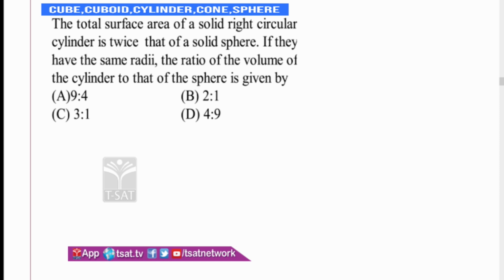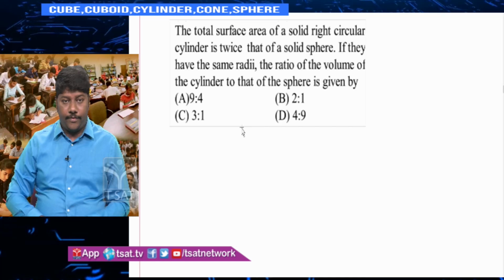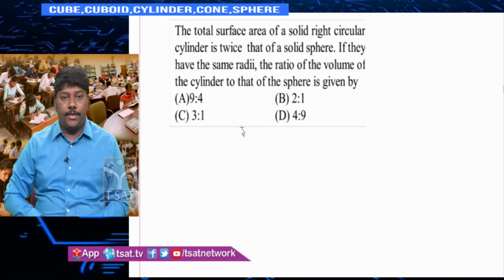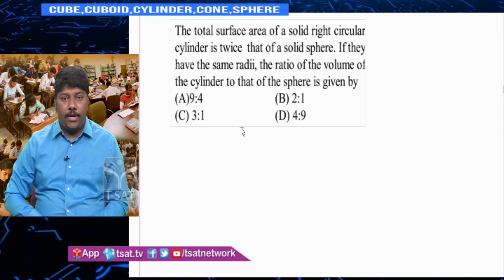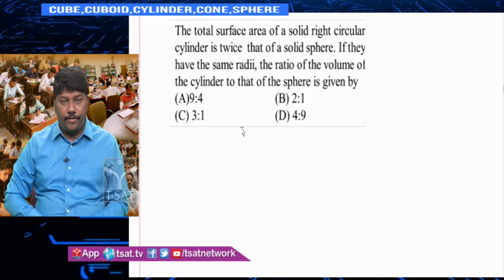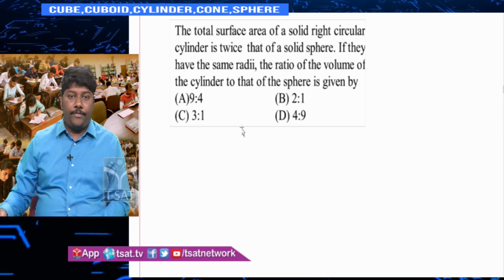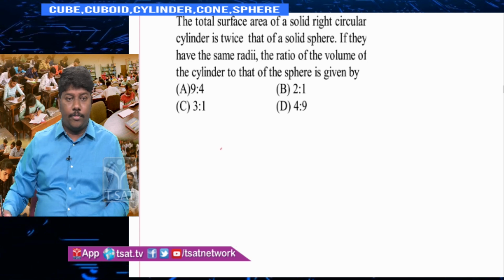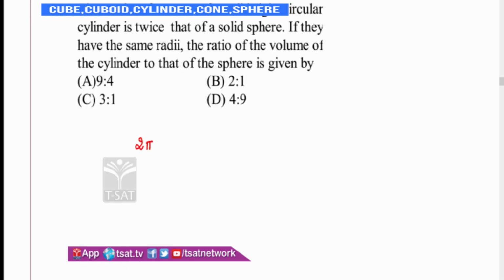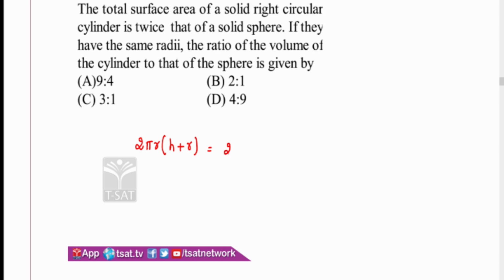Now look at the next problem. The total surface area of a solid right circular cylinder is twice that of a solid sphere, if they have the same radii, and the ratio of the volume of the cylinder to that of the sphere is asked. Total surface area of the cylinder is twice that of the solid sphere. Total surface area is 2 pi r into h plus r, equals 2 times the solid sphere. Sphere surface area is 4 pi r square. Cancel 2 and 2, pi and pi.